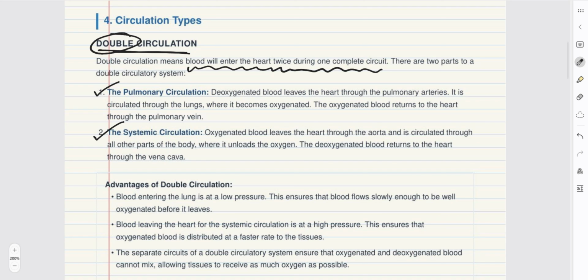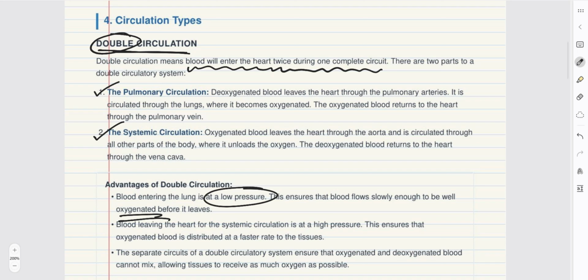See, blood is divided, right? One part is going to the lungs, one is going to all parts of our body. So we can say that the blood entering the lungs is at low pressure. Due to this low pressure, blood can stay in the lungs for a long period of time, right? During this time, the blood gets well oxygenated. It gets the maximum oxygen possible. Hence, this is one advantage.